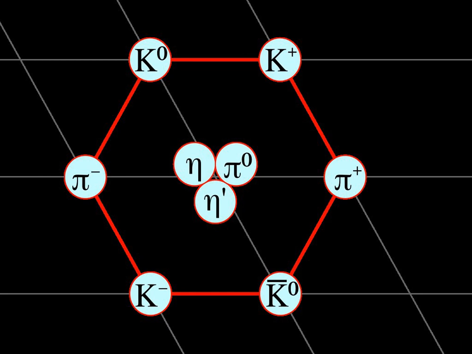Q equals I3 plus one half (B plus S plus C plus B' plus T), where S, C, B', and T represent the strangeness, charm, bottomness, and topness flavour quantum numbers, respectively.